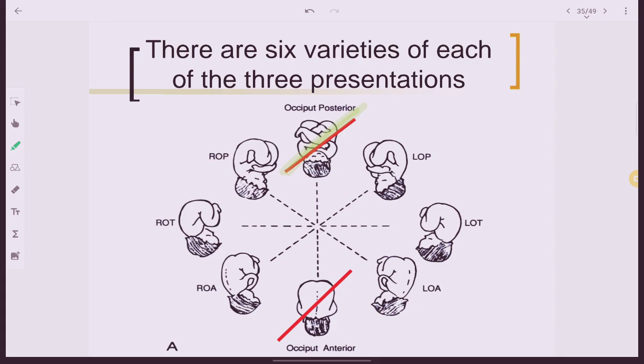This position is occiput anterior, and this is occiput posterior, where the occiput is coming anteriorly. This occiput is seen toward the anterior, so it is occiput anterior. The occiput is toward the back, so it is occiput posterior.